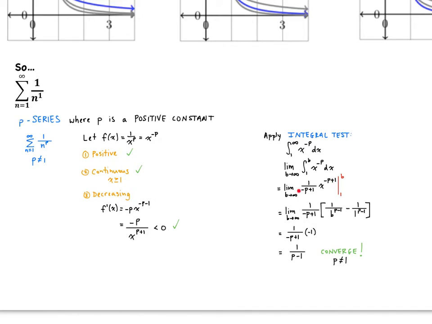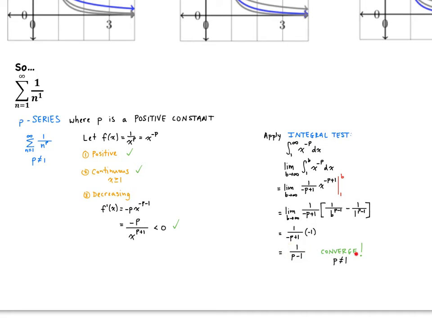And now we can integrate this, and when we do, we get 1 over negative p plus 1 times x to the negative p plus 1. Evaluating this from 1 to b, we get 1 over negative p plus 1 times this quantity. When b approaches infinity, this portion goes to 0, and this portion just goes to minus 1. So when we finally get through it, we get 1 over p minus 1.